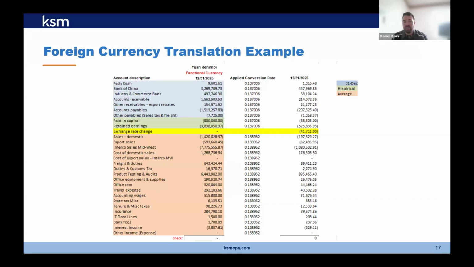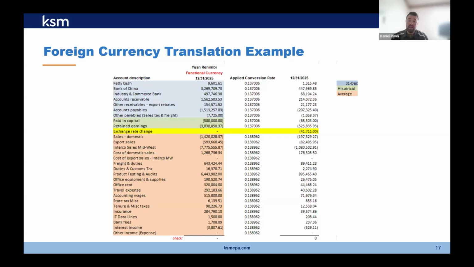After we go through this exercise, we're going to end up with a TB in the correct reporting currency, but it will be out of balance. Obviously, we're using different exchange rates to multiply these things across. The TB will no longer net to zero because of the different exchange rates that we're using.